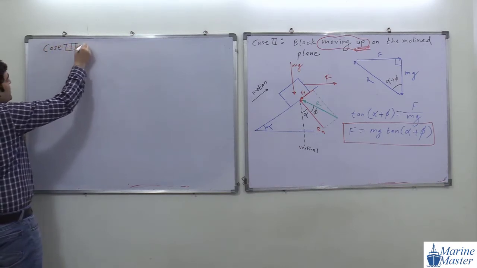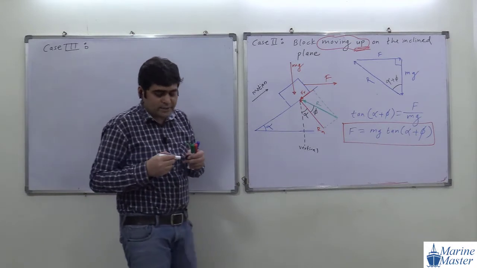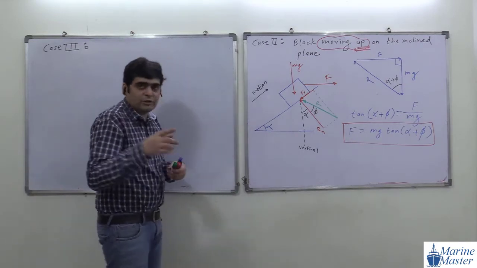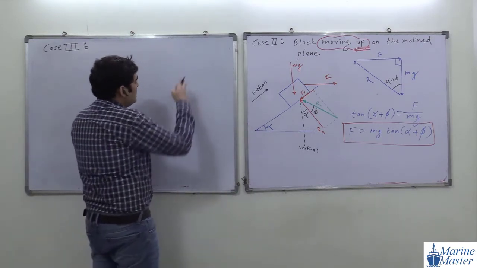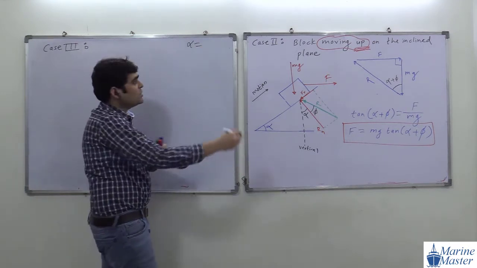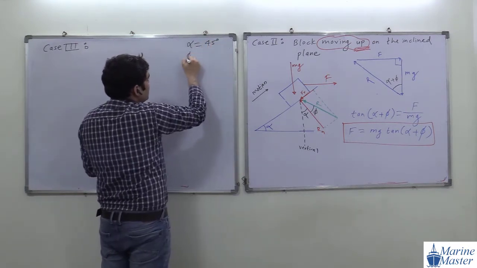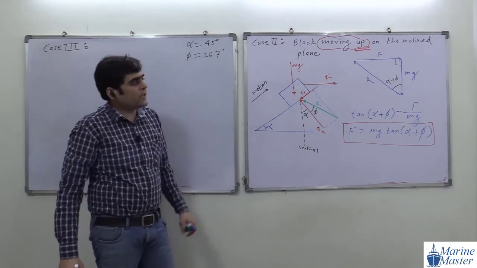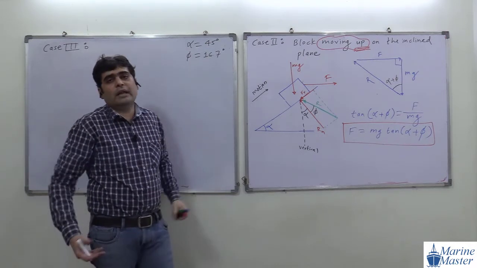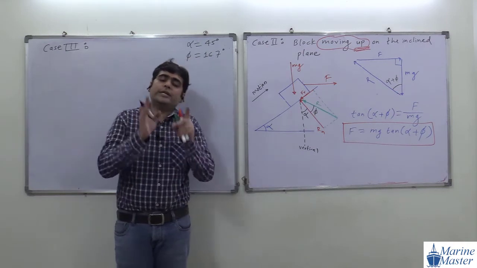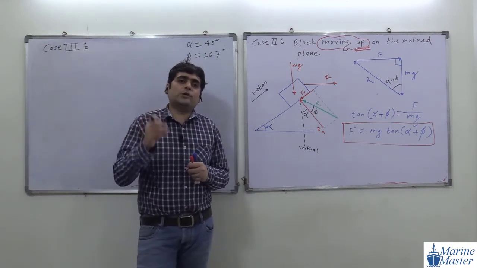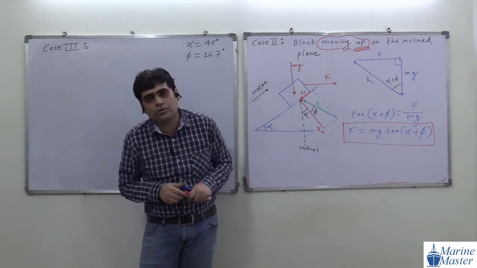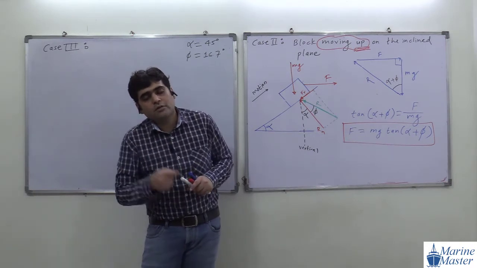In case 3, see the point. The earlier question we just now discussed, in the recent question, the March 2018 exam, what is the angle? Alpha is 45 degrees, and the value of phi is 16.7 degrees. So here alpha is greater than phi. So what will happen due to its own weight? The object tries to go down on its own, but we want to hold that object.